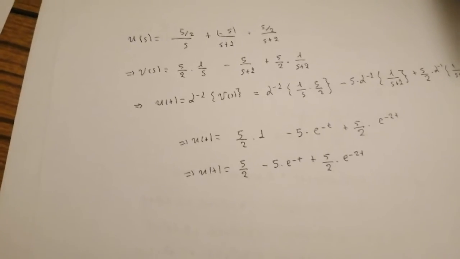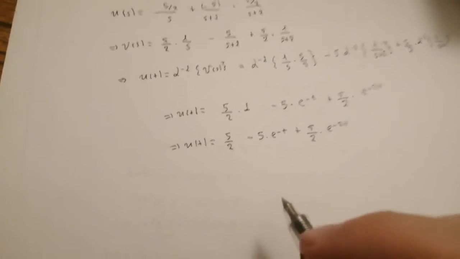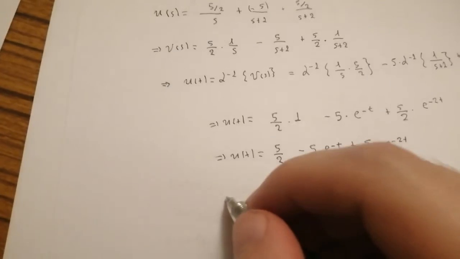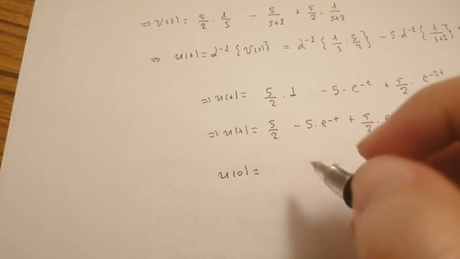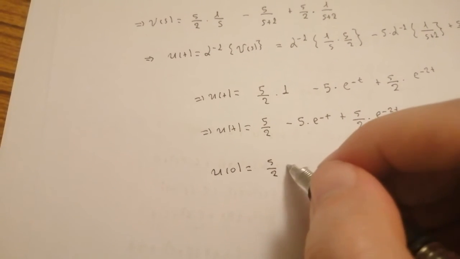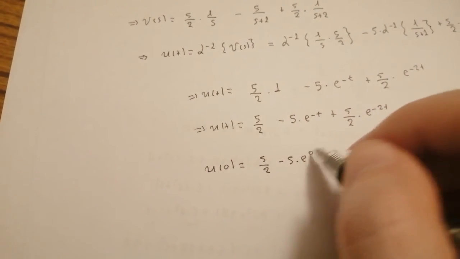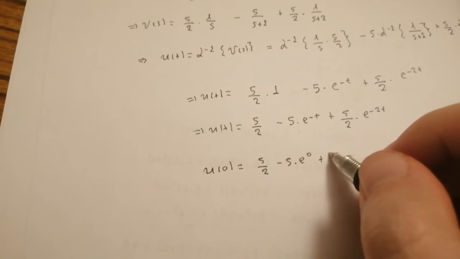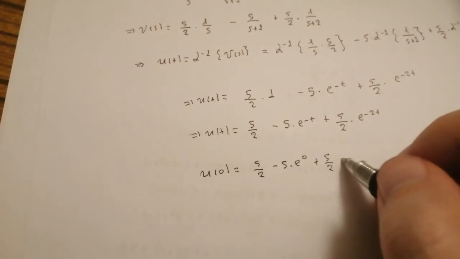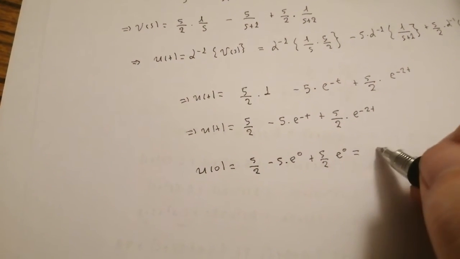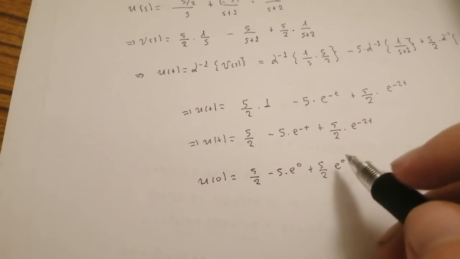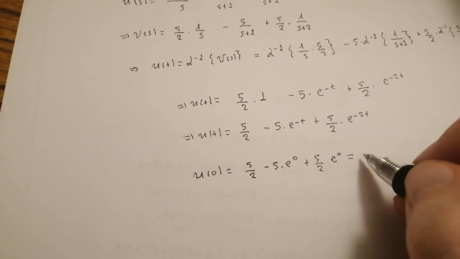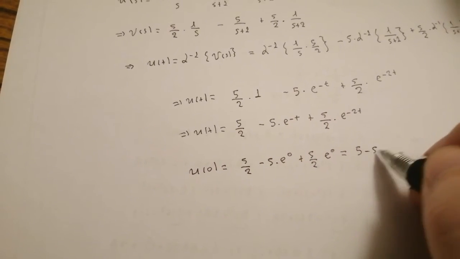Let's see, we can do a simple test to verify that this is our solution. Okay, so let's check the initial conditions. u of 0 is equal to 5 over 2 minus 5 e to the power of 0 plus 5 over 2 e to the power of 0. So this is 5 over 2 plus 5 over 2, 10 over 2 is equal to 5. Minus 5 is equal to 0.